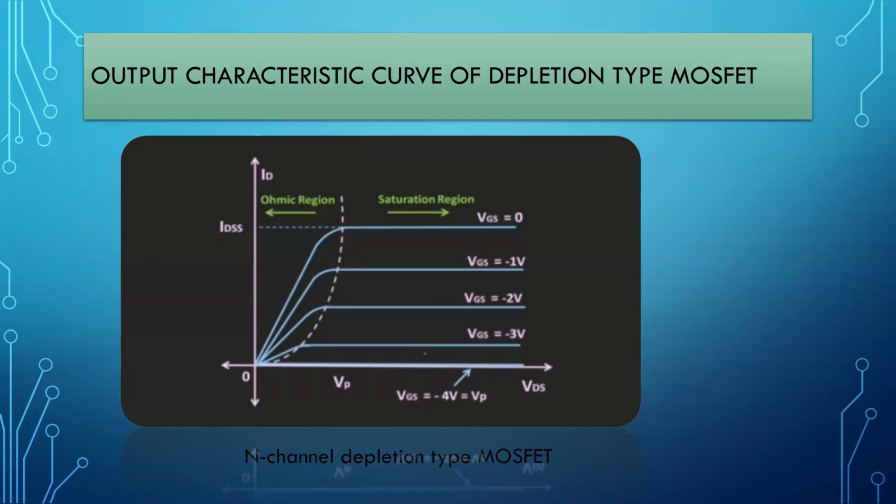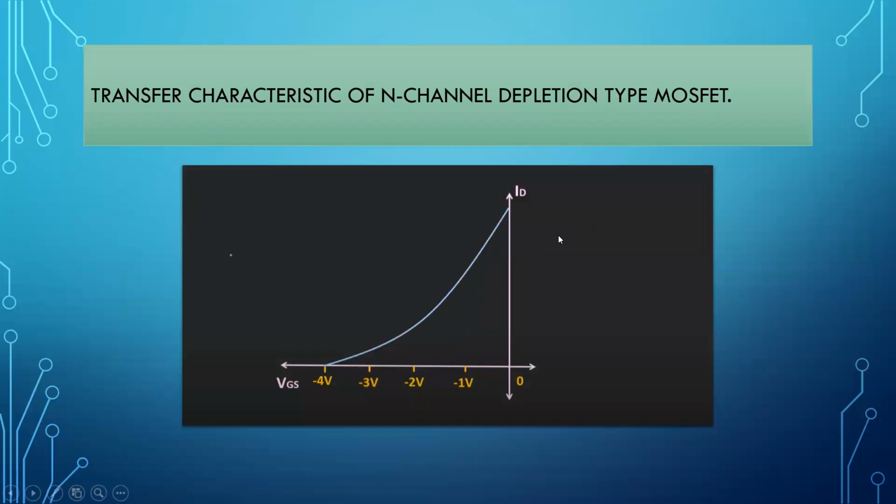If you see the drain or output characteristic of the MOSFET, it looks quite similar to the N-channel JFET, but this MOSFET also works for positive values of VGS. And this is the transfer characteristic of the N-channel depletion type MOSFET.